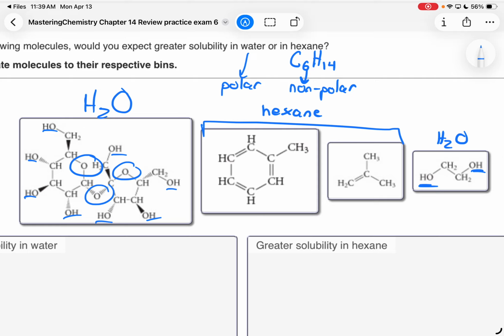I was trying to guess. I was thinking lactose. Anyway, some sugar there is going to be more soluble in water because it has all of those different points where it can interact with the water molecules.